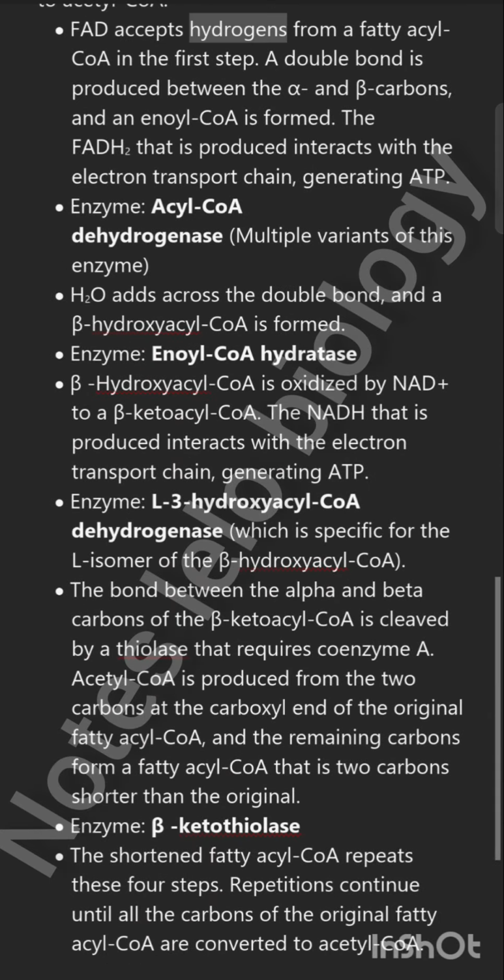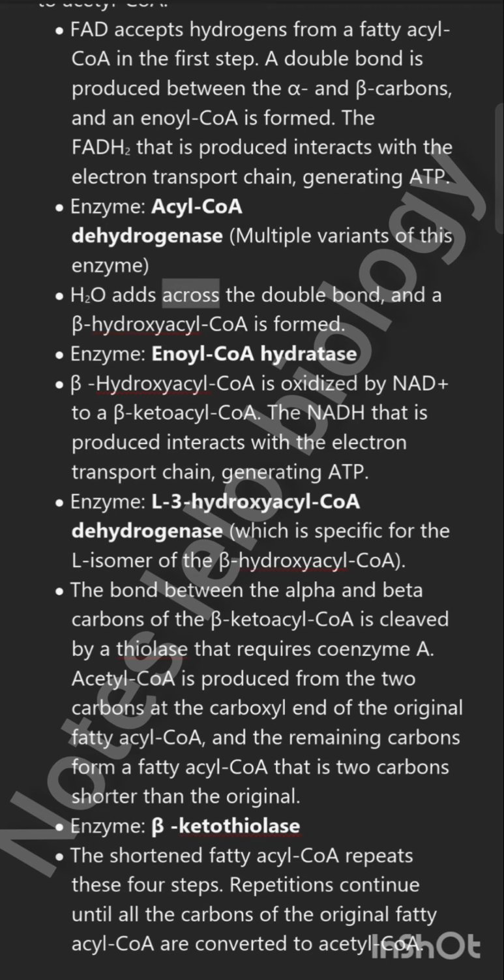FAD accepts hydrogens from a fatty acyl-CoA in the first step. A double bond is produced between the alpha and beta carbons, and an enoyl-CoA is formed. The FADH2 that is produced interacts with the electron transport chain, generating ATP. Enzyme: acyl-CoA dehydrogenase, with multiple variants of this enzyme.